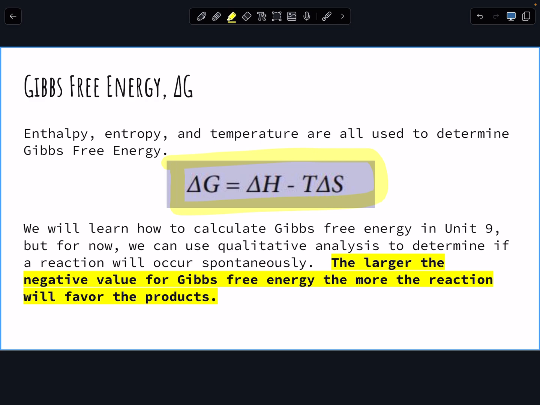Gibbs free energy is kind of one of the hearts of Unit 9. So we'll calculate it, talk more about it, and get more into depth. But for now, we're just going to use basic qualitative analysis to determine if a reaction is going to actually happen spontaneously or not. So what's highlighted here is kind of the key of this. The larger the negative value for Gibbs free energy, the more the reaction will favor the products, or it will happen spontaneously in the forward direction.